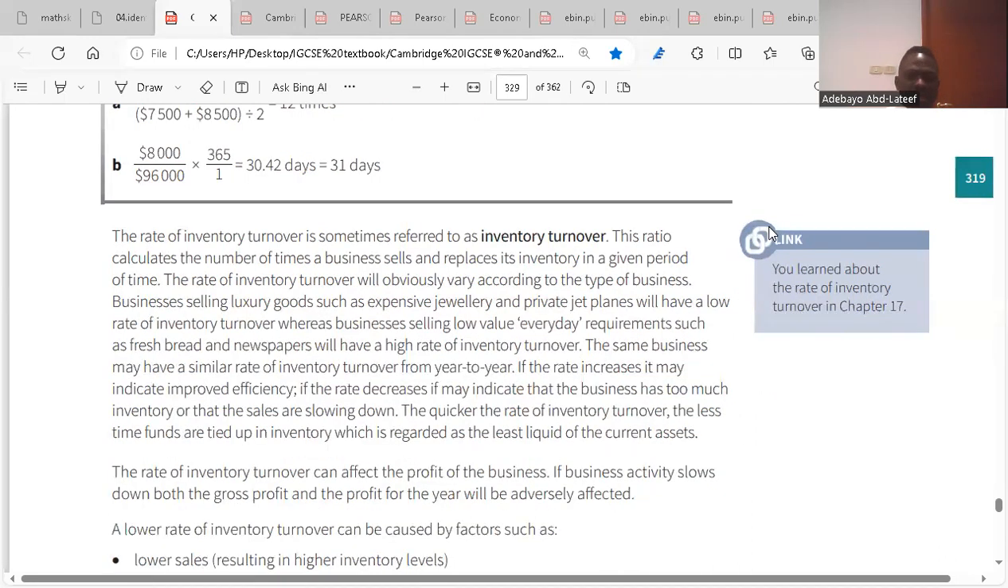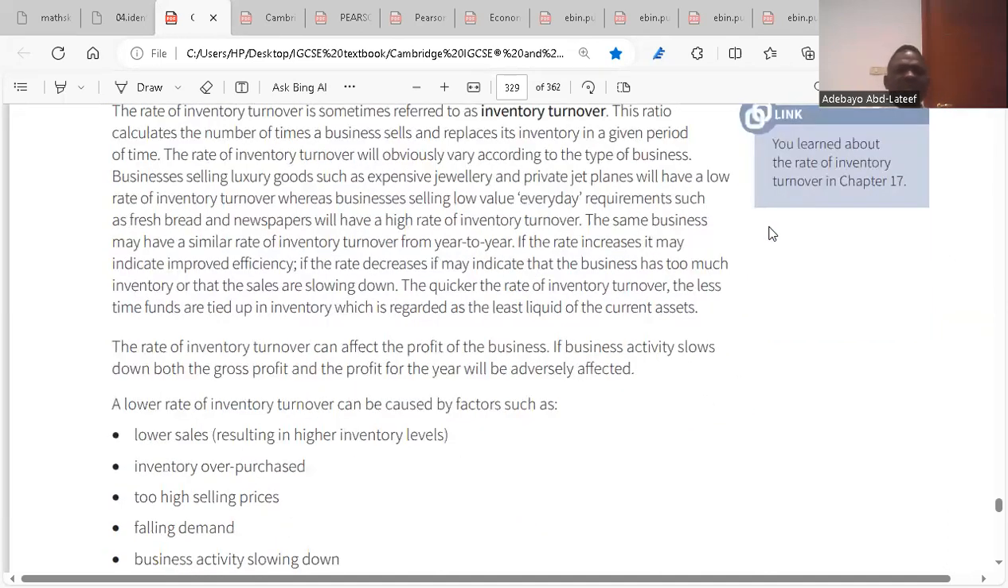Okay. So here we said the quicker the rate of inventory turnover, the less time funds are tied up in inventory, which is regarded as the least liquid of the current assets. I'm reading the last paragraph: the rate of inventory turnover can affect the profit of the business. If the business activity slows down, both the gross profit and the profit for the year will be adversely affected. So what they're saying is this: if your rate of inventory turnover is less, you won't be making profit. The rate at which you make profit will be less too, because your profit is based on how fast you are able to sell your inventory.